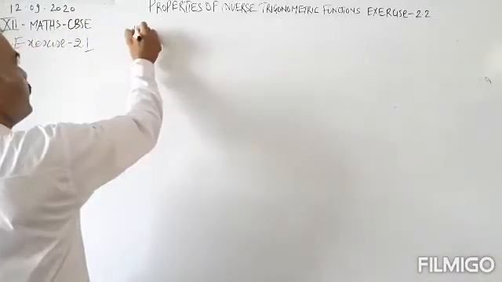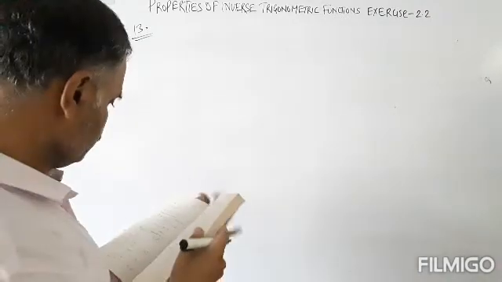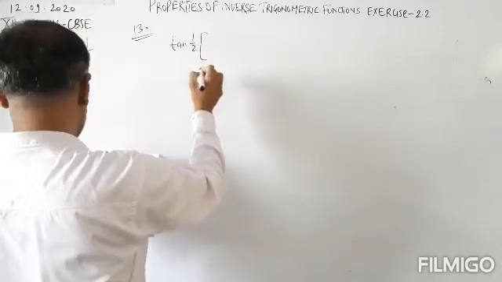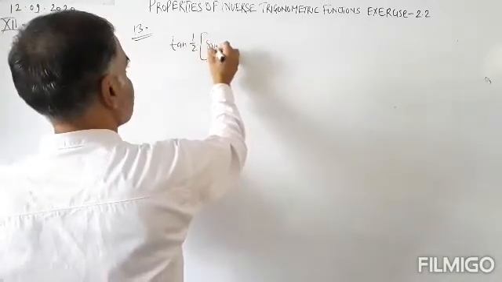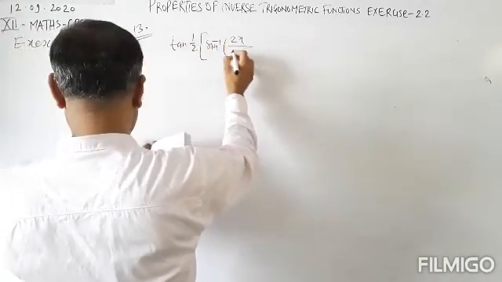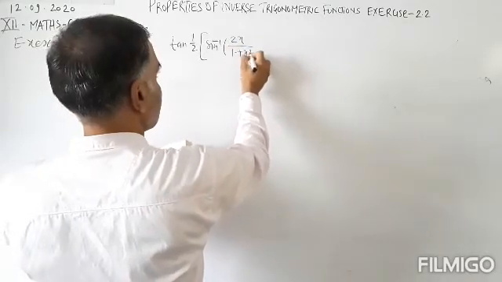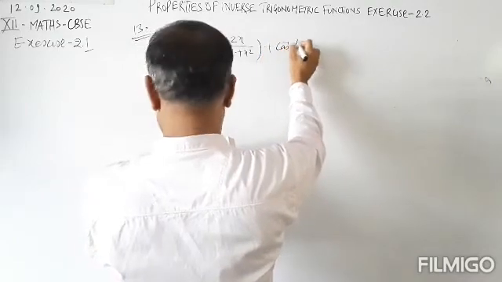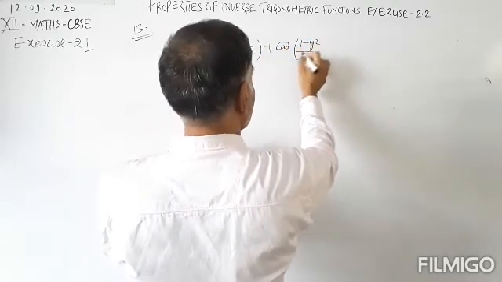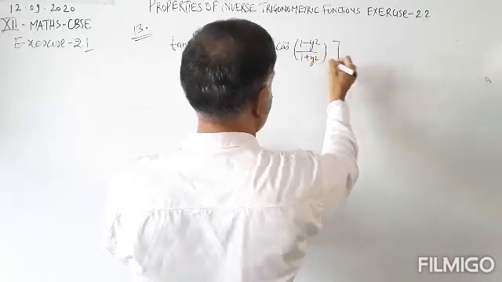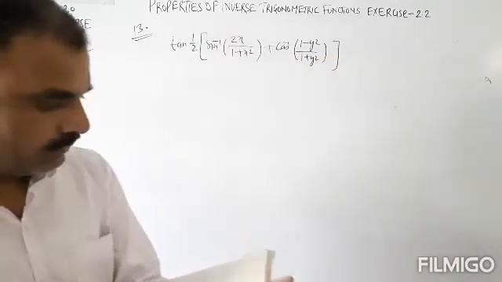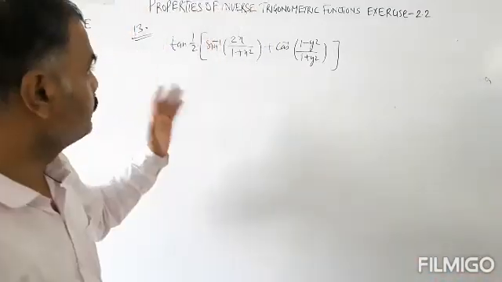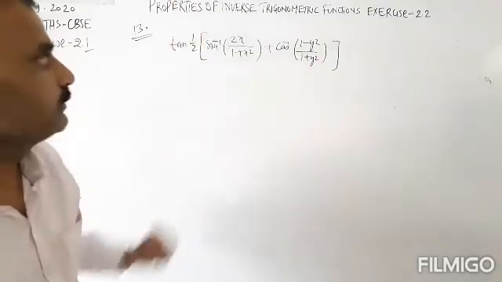Question number 13 is tan of 1 by 2 into sin inverse 2x upon 1 plus x square plus cos inverse 1 minus y square upon 1 plus y square. We have to solve this. We have to find the simplest form of this.